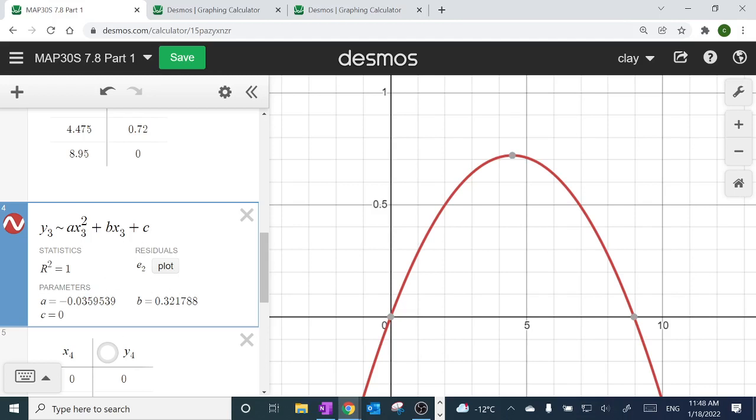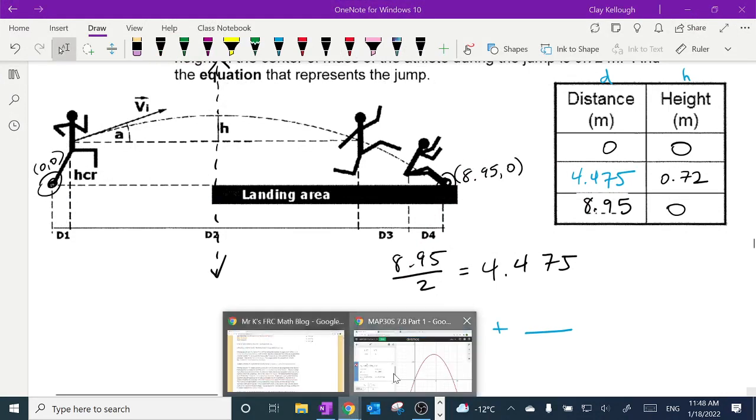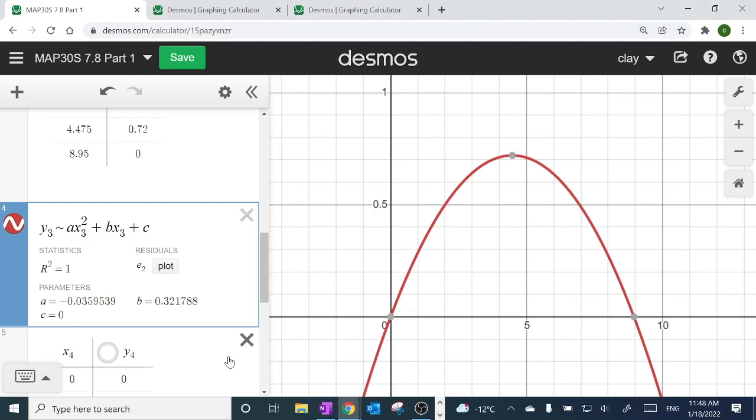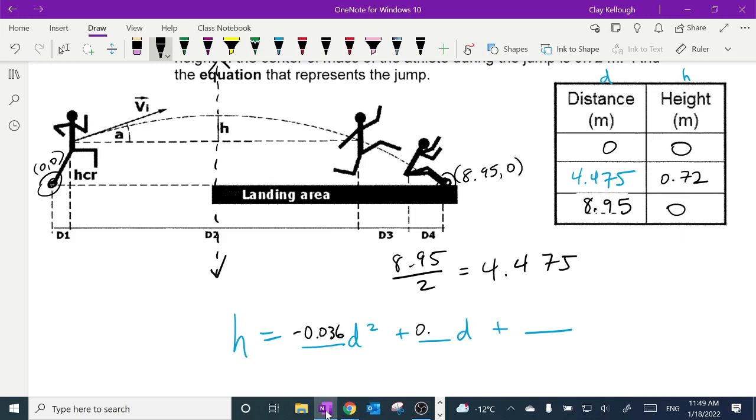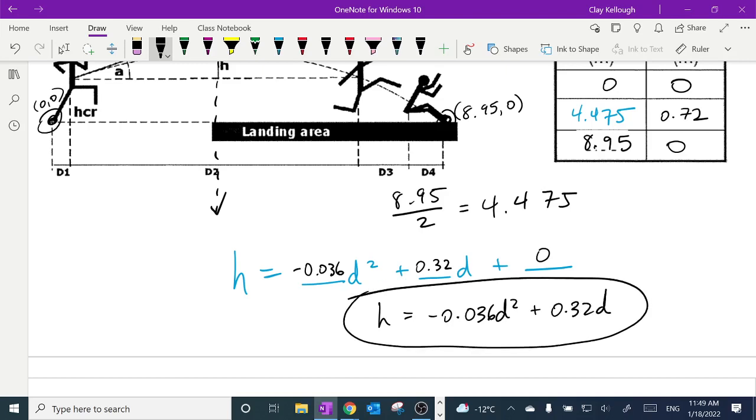So there it is. I would just copy that out. I may round it to two significant digits. How about that? So negative 0.036. How is this any different than why one is approximately a squared? It isn't. I just did the exact same thing. I just decided to save myself some button punching because I already had stuff going on. Oh, okay. So here we go. And then 0.32 if I use two significant digits. And, of course, we just said zero. So my equation is height is negative 0.036 distance squared plus 0.32 times distance. That's the equation that represents the path.